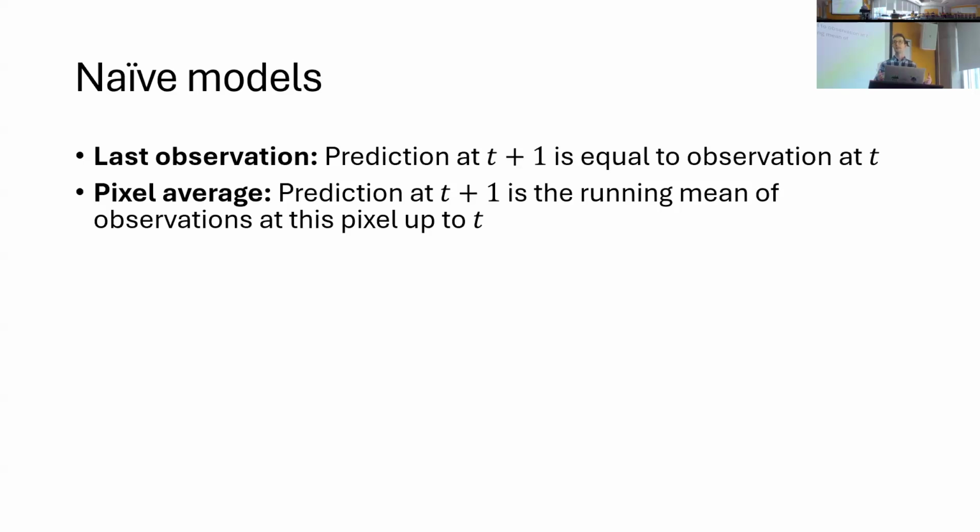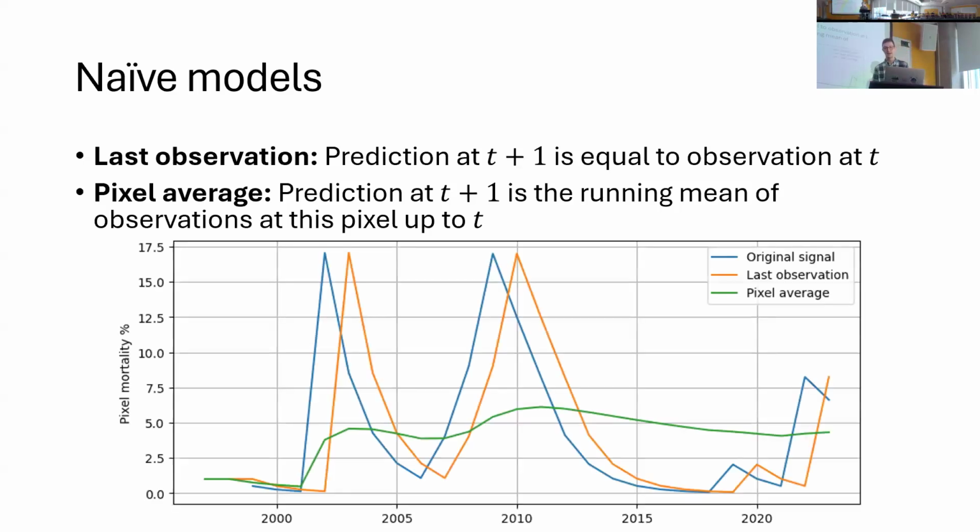So you can imagine, in an operational setting, as we accumulate more information about a location, we just revise our risk map in that way. Just to visualize how those two naive models look, for one arbitrary pixel: blue, the original signal, the observed mortality severity based off ADS. Orange, last observation, you can see it's just the blue signal but shifted over one. And then pixel average is this neat little smooth, where just as time goes on, it tends to converge towards the overall mean of the data up to that point.